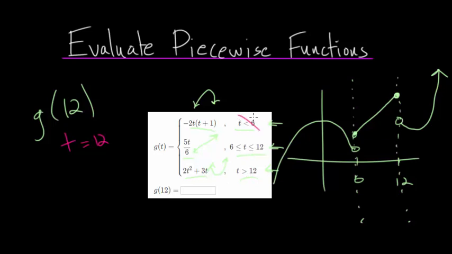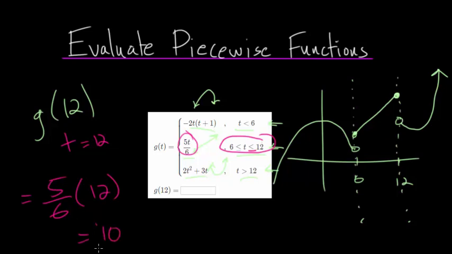It's obviously not this one, because that's t values less than 6. And this is for when t is bigger than 12, but not equal to 12. Notice this one has when t equals 12. So we're going to plug t equals 12 into this equation here. So we get 5/6 times t, which is 12. And 12 over 6 is 2. 5 times 2 is 10. So evaluating this function at 12, you get a y value of 10. So 10 is our answer here.